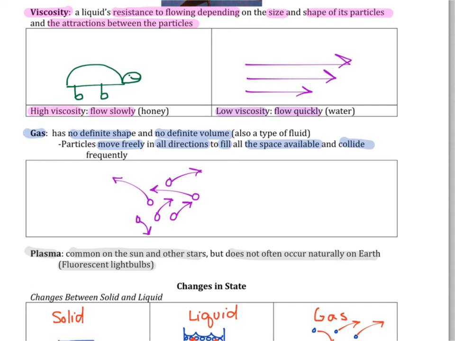The final phase that does not exist in many circumstances you will encounter on Earth is plasma. Plasma is common on the Sun and other stars, but it does not often occur naturally on Earth. We use it in things such as fluorescent light bulbs, however, so we will not be talking much about plasma. As we continue this lesson, we will begin to look at changes in states of matter.